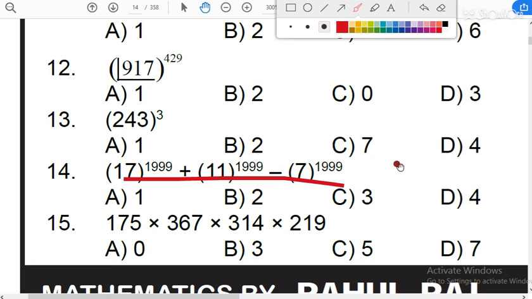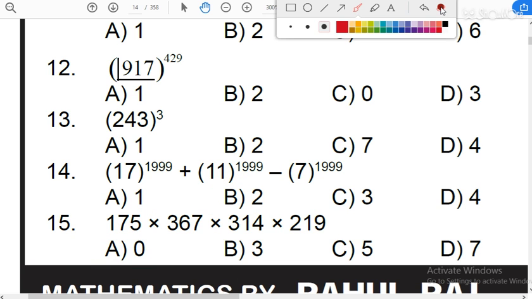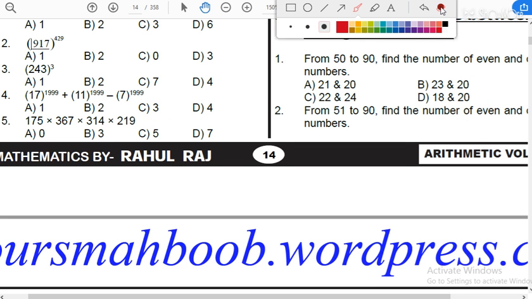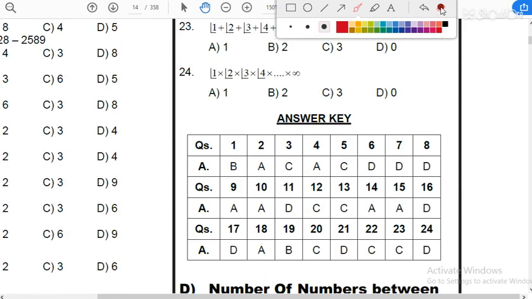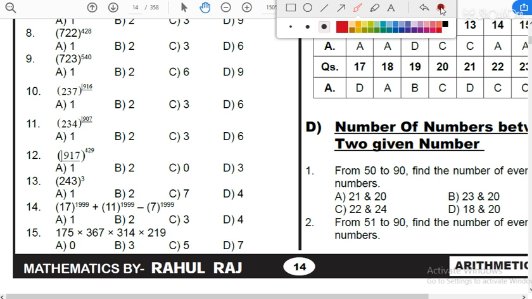This question is a tricky one. I will zoom in for this. Actually, this question is an easy one, I think. 5 times 7 is 35. 35 times 4 is 20, so 20 into 9 will give me 0 as the unit place. So for question 15, option A is the answer. Let me check the answer. Question 15, option A, and question 13, option C.